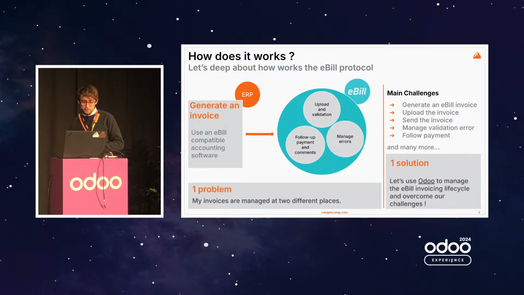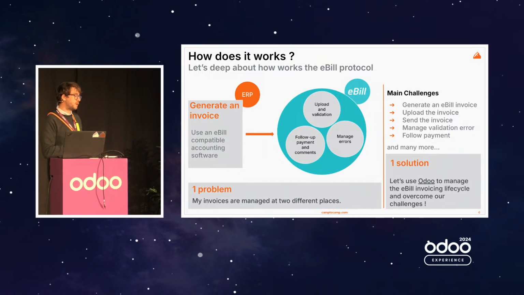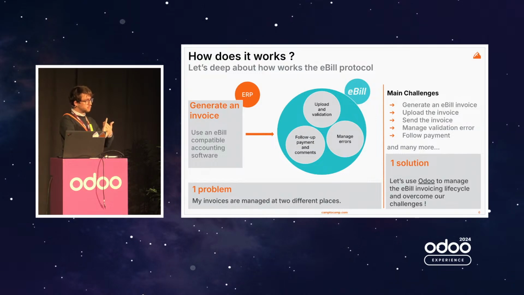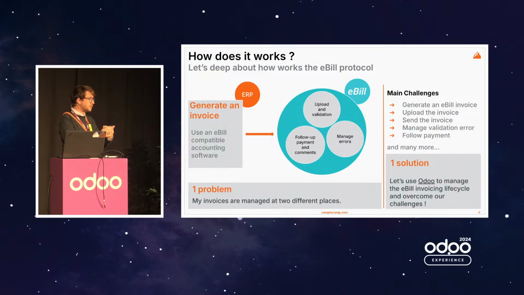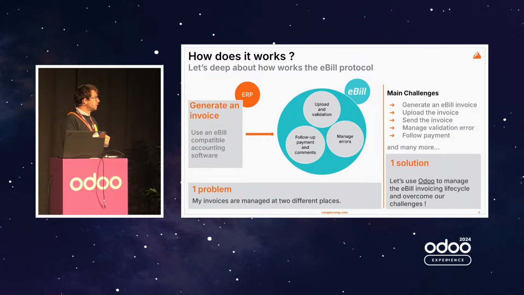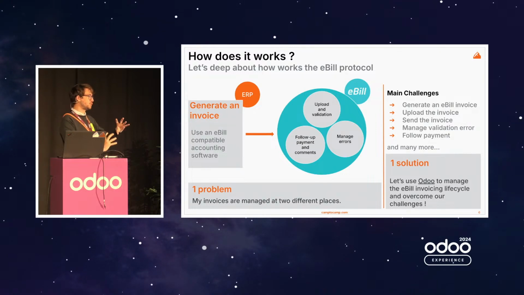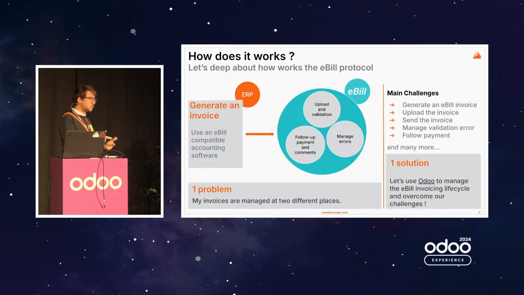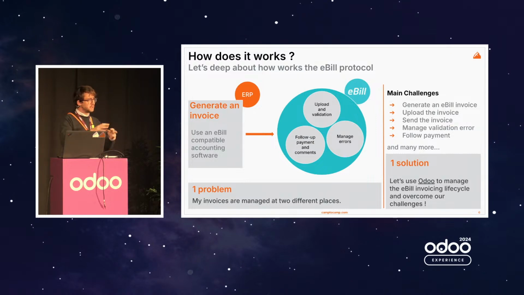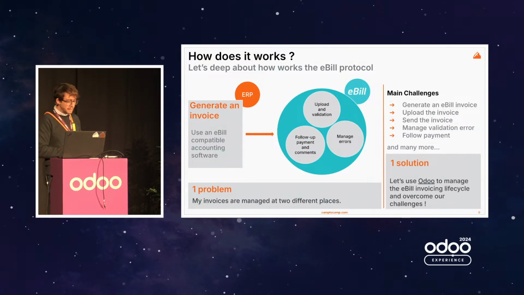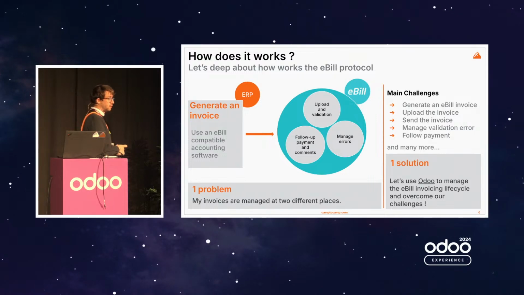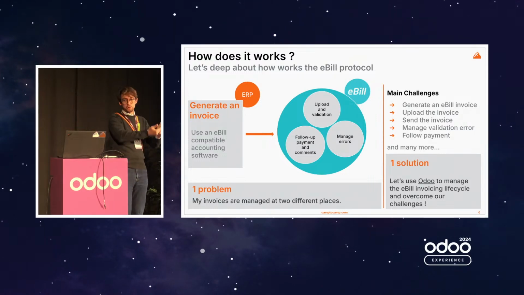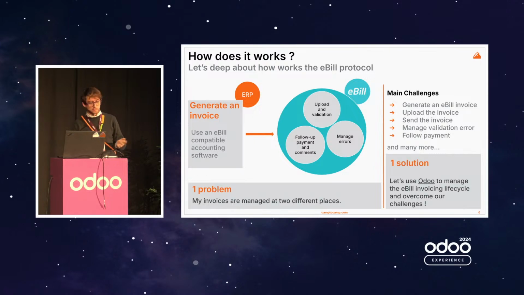It's an informatic file, an XML file actually, that is linked to your PDF, to your invoice, and that's the informatic version of the content of your invoice, line by line: the customer, the price, obviously, the units, all necessary information. You need to upload that to the eBill platform, send it to your customer, and then follow up your payment.